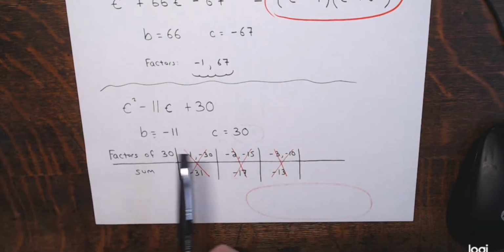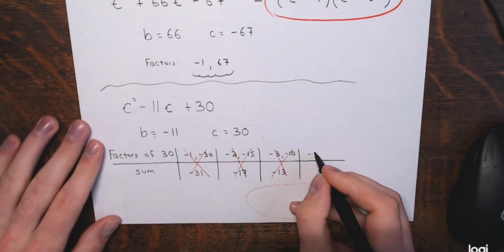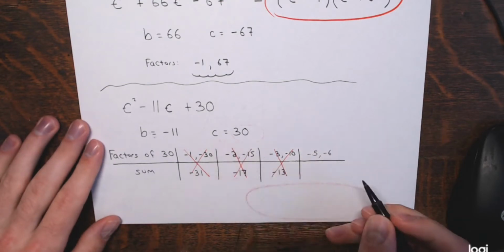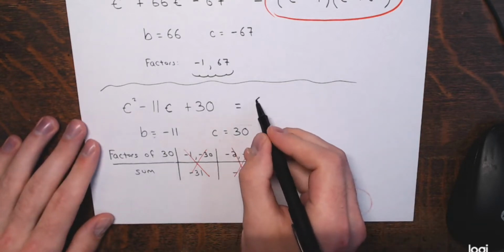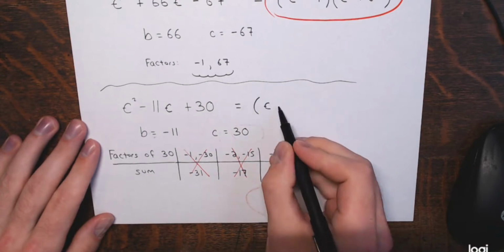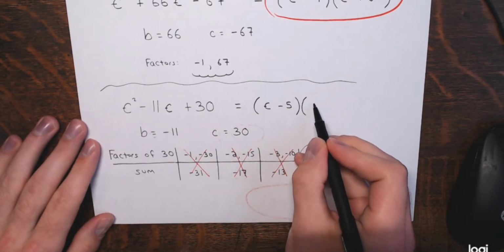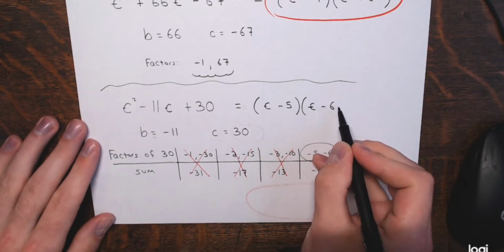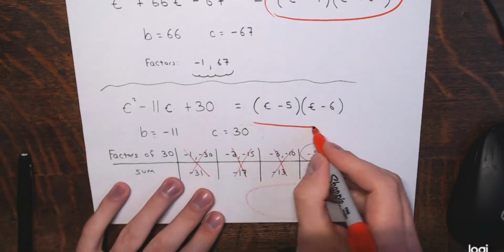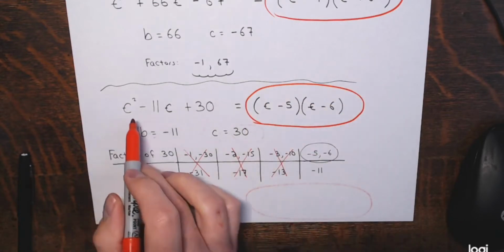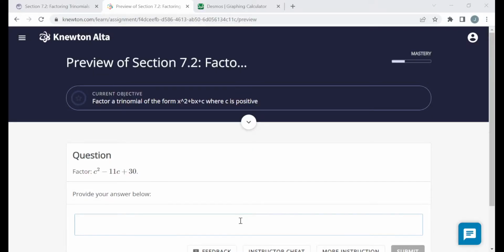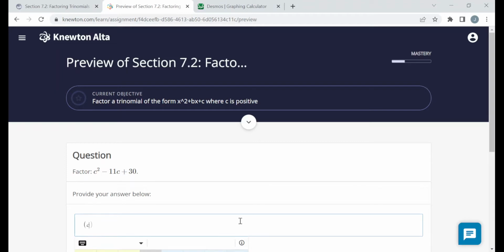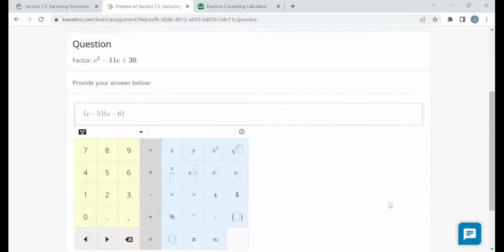Then 4 doesn't go into 30, 5 does, right? Negative 5 times negative 6 is positive 30, and those add up to negative 11, and these are what we want. So this would factor to variable c minus 5 times variable c minus 6. And that's it. c minus 5 times c minus 6 would be equal to c squared minus 11c plus 30. And once again, you can check it by multiplying, which it should work. c minus 5 times c minus 6, or c minus 6 times c minus 5. Either way.